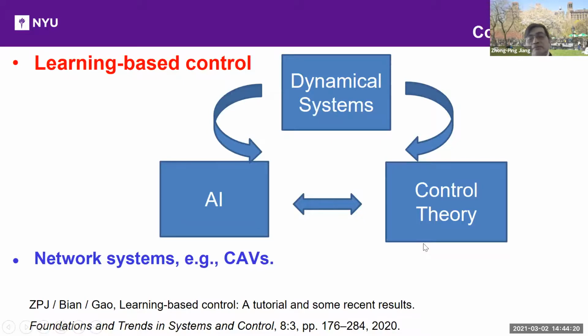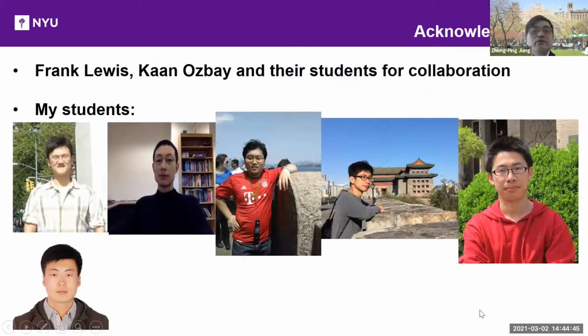Connected vehicles are only one of many possible applications for this theory. This theory should be applicable to network systems in general. You can find details in our tutorial paper, published last year in Foundations and Trends in Systems and Control. I have to acknowledge support from NSF and C2SMART, and the collaboration with my colleagues Frank Lewis and others, and my students. They did a lot of work on this topic of learning-based control. Actually, I learned a lot from them.